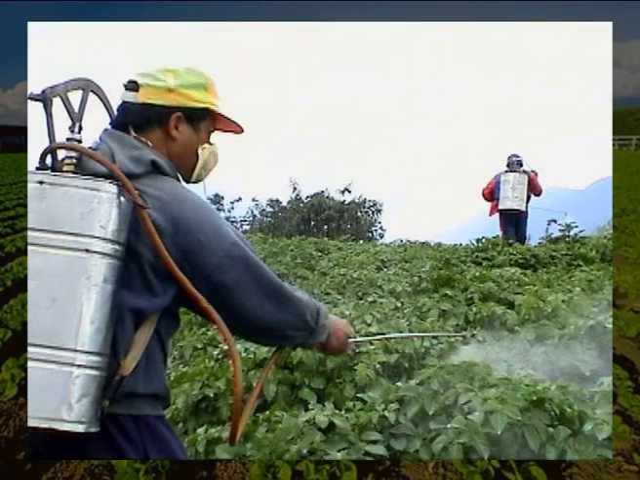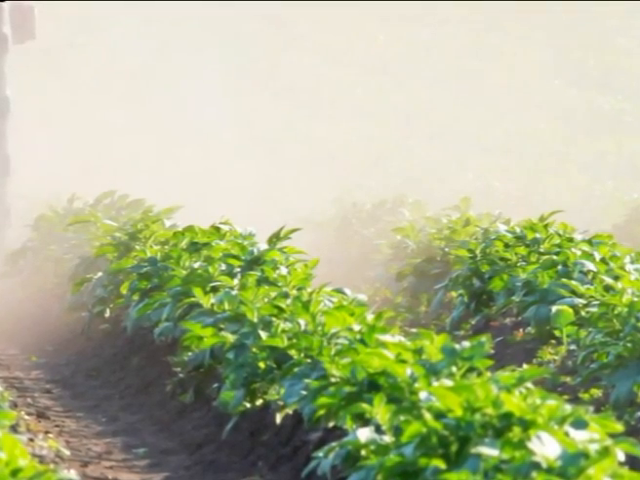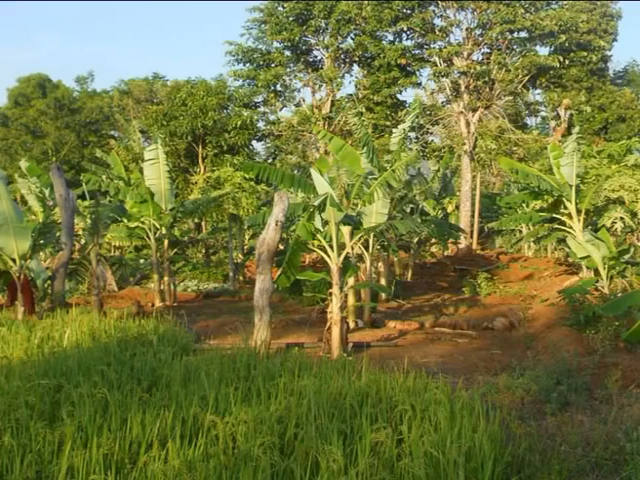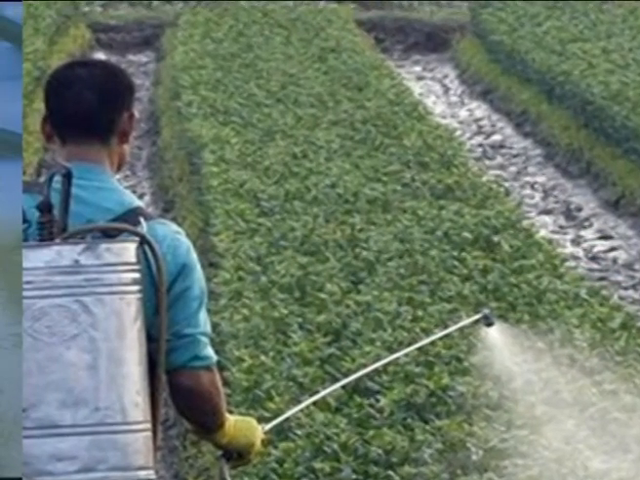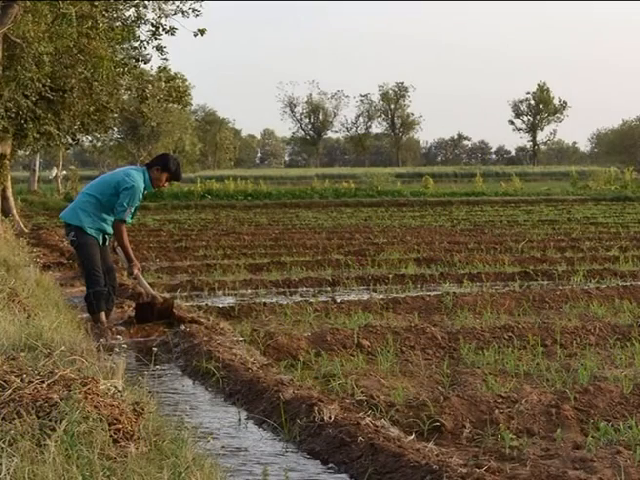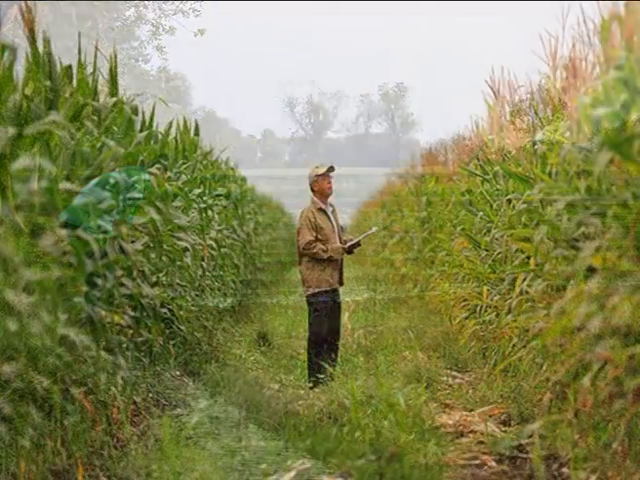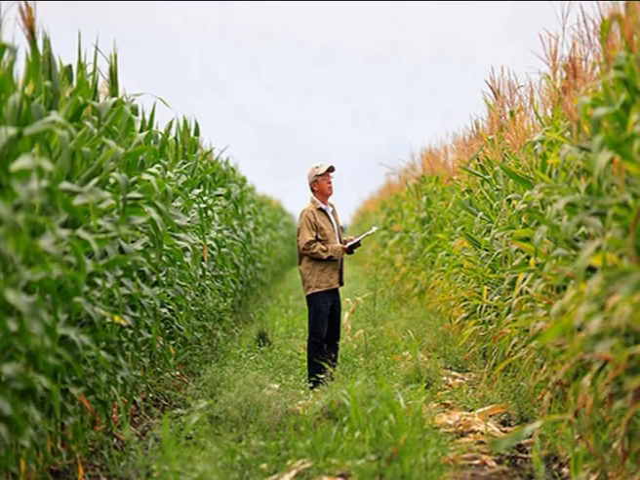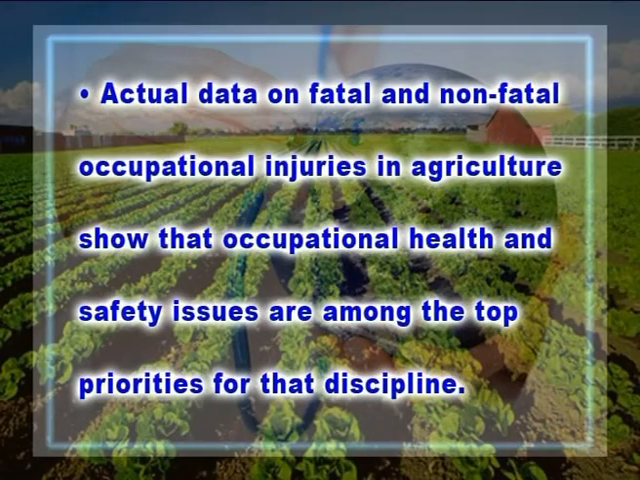In a complicated situation such as occupational health and safety problems in agriculture, it is not so easy to select priorities clearly. But legislation for agriculture workers could be a key to solving all the other problems. Actual data on fatal and non-fatal occupational injuries in agriculture show that occupational health and safety issues are among the top priorities for that discipline.